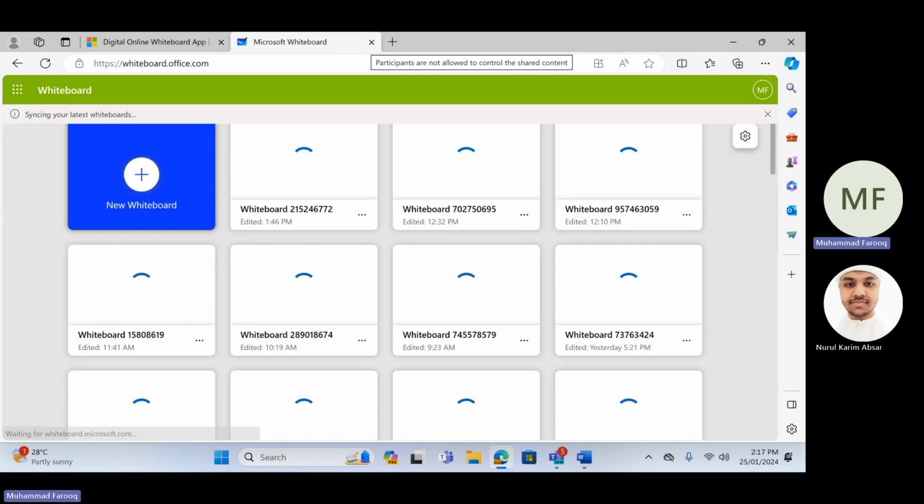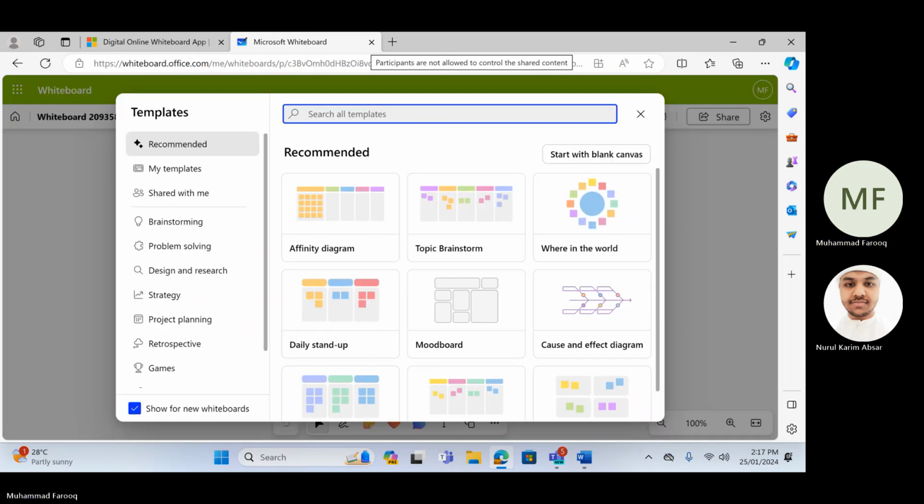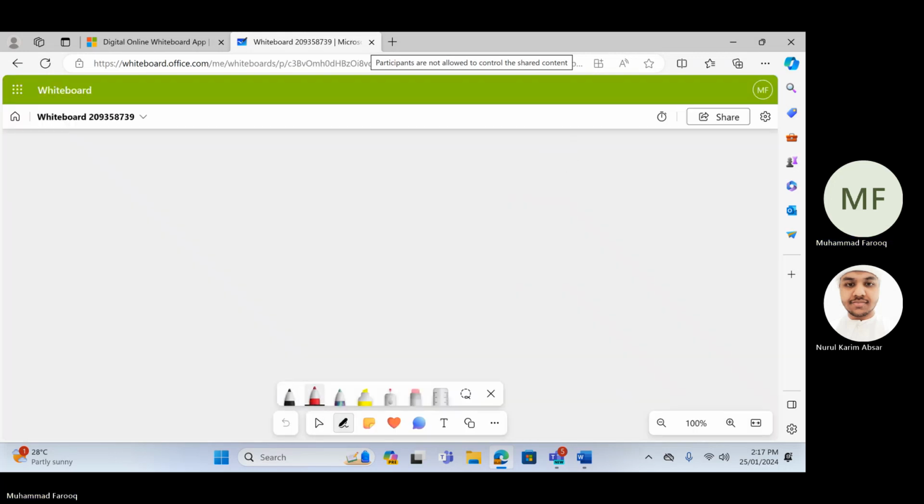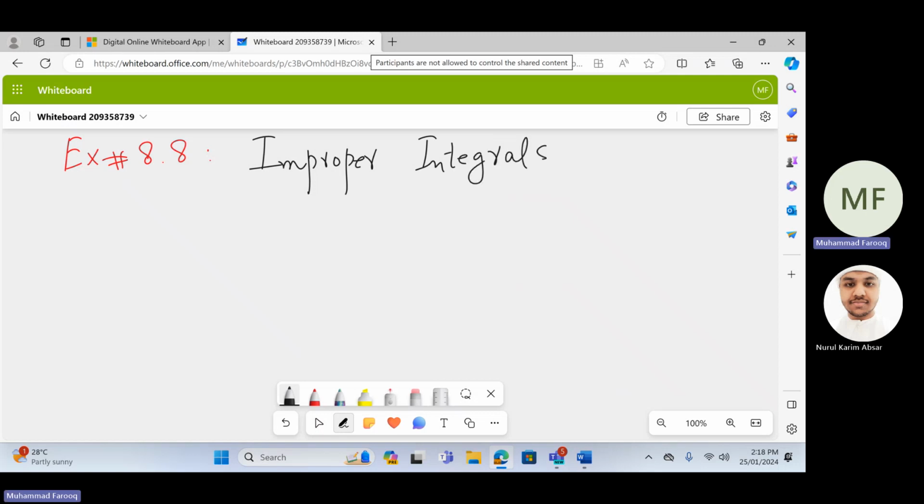And the topic basically, exercise 8, the topic is improper integral. Improper integrals. Do you have any idea what is meant by improper integrals? Which integral do we call improper?